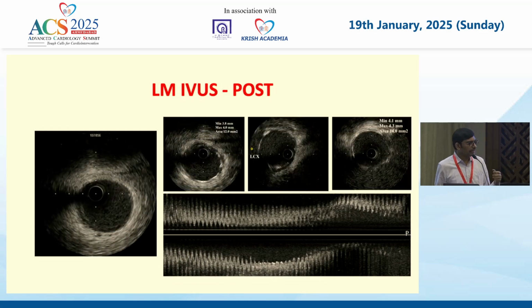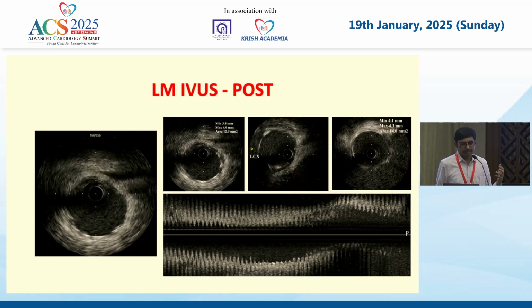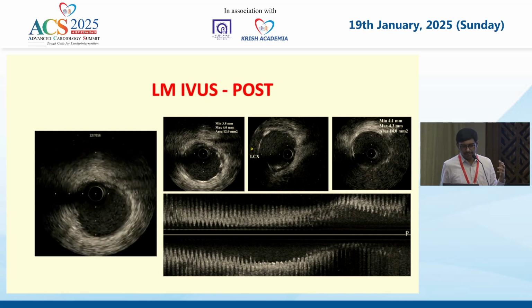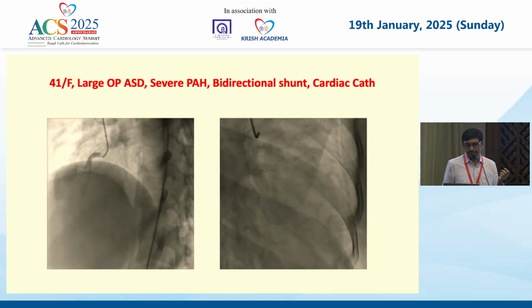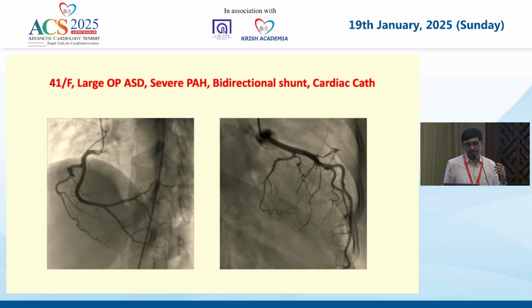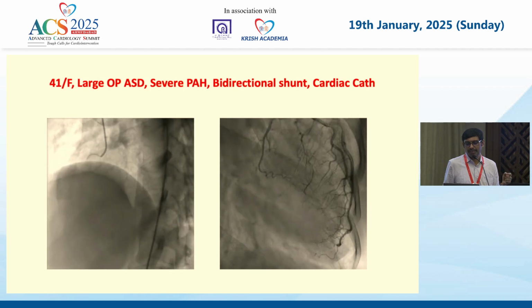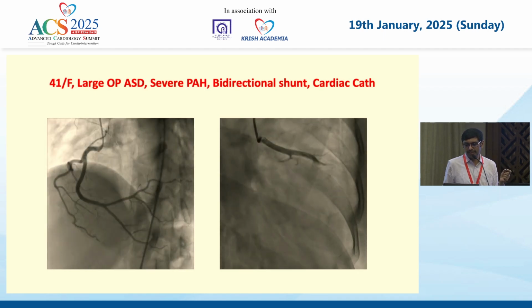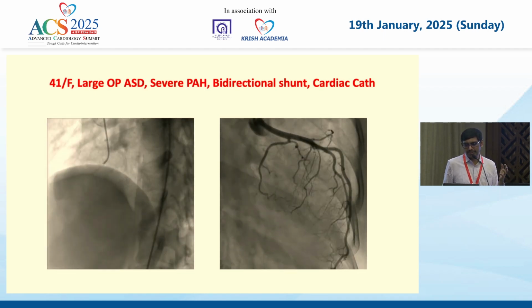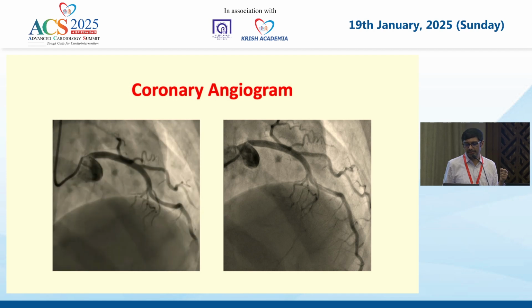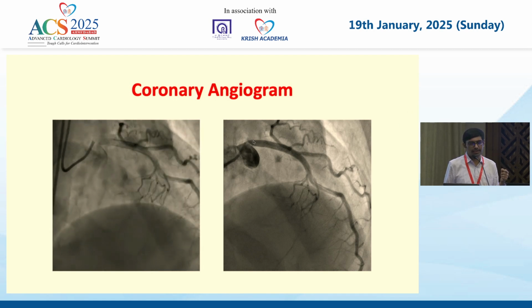So this is a significant left main compression produced by your enlarged dilated pulmonary artery. This is another patient, 41 female, ostium primum ASD, severe PH, bidirectional shunt. This patient did not have much angina, but during cardiac catheterization, this was what the pediatric cardiologists observed.